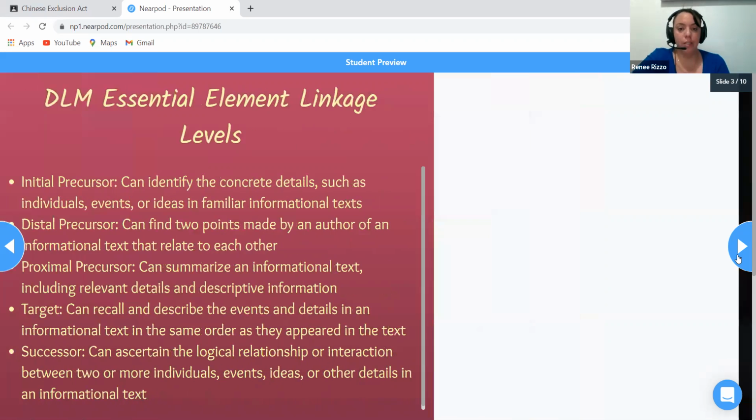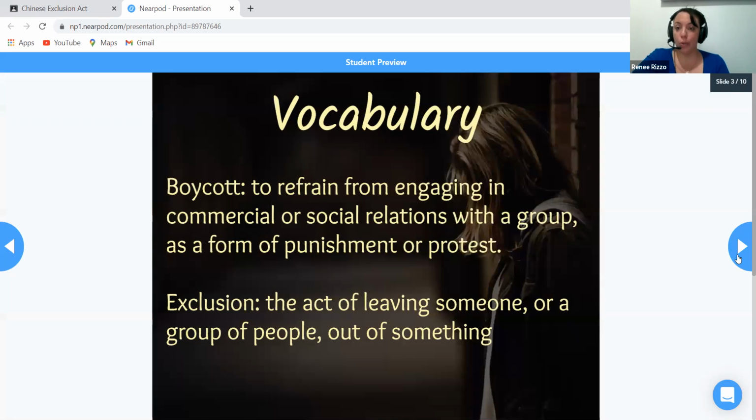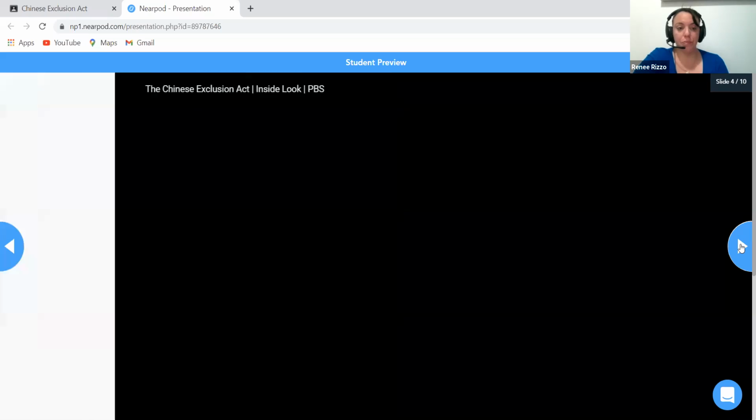Successor: can ascertain the logical relationship or interaction between 2 or more individuals, events, ideas, or other details in an informational text. Vocabulary. I chose this vocabulary because I feel that students need to understand what these words mean in order to comprehend the main idea of the lesson. Boycott: to refrain from engaging in commercial or social relations with a group as a form of punishment or protest. Exclusion: the act of leaving someone or a group of people out of something.